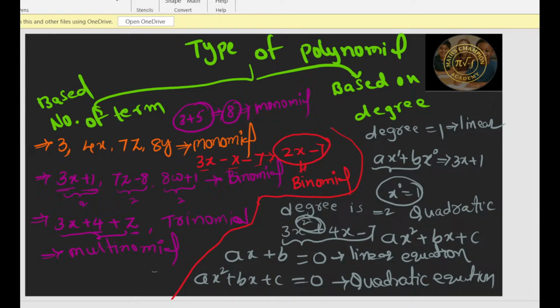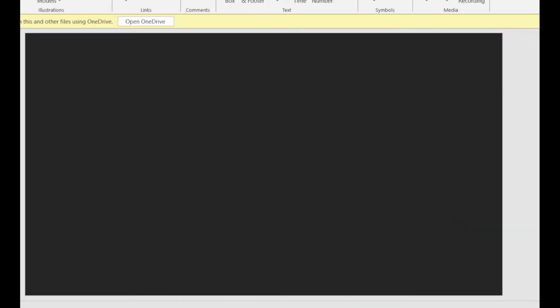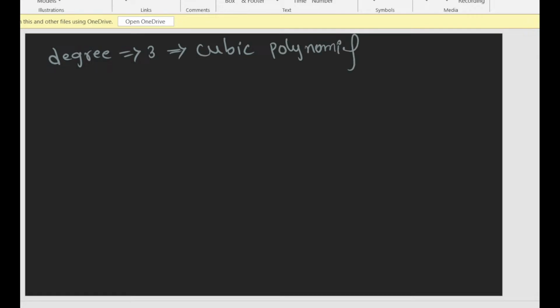Now look at, based on degree, if the degree is 3, that we call a cubic polynomial. For example, the general form, what is there?